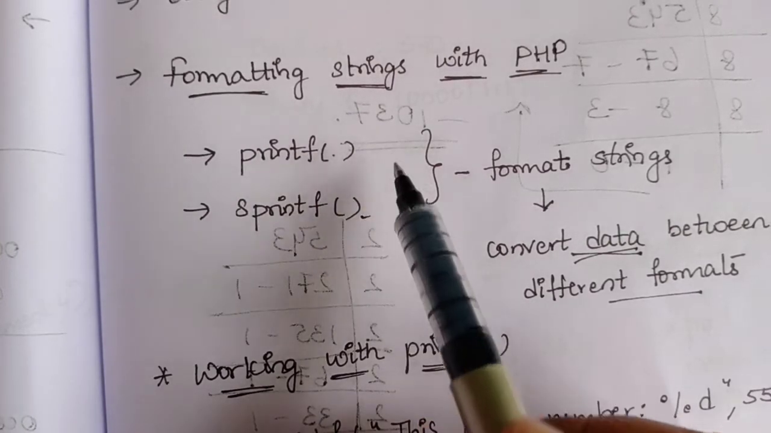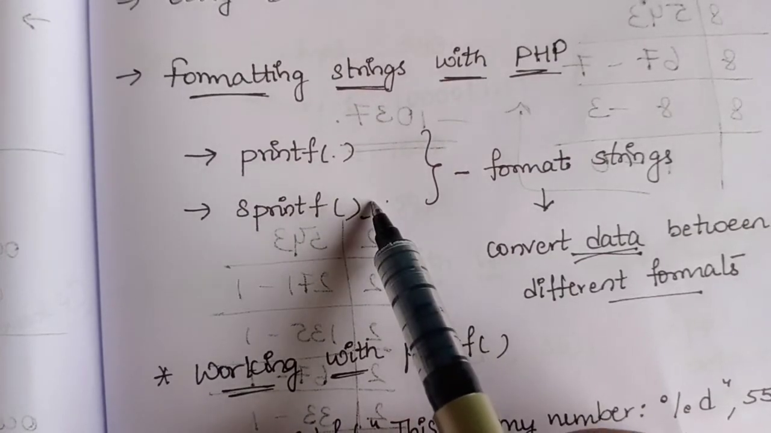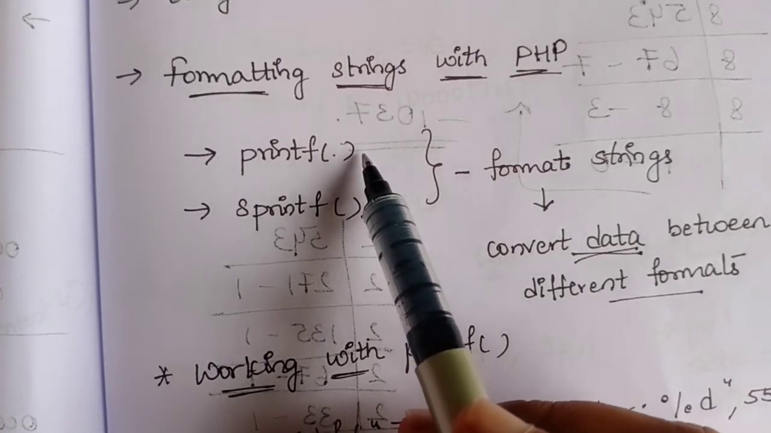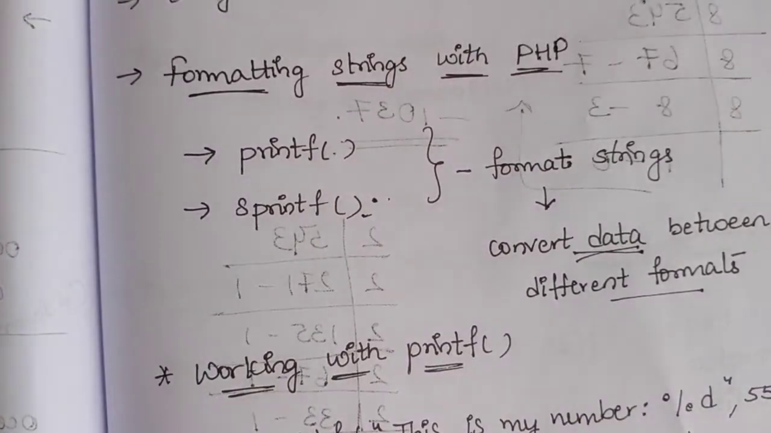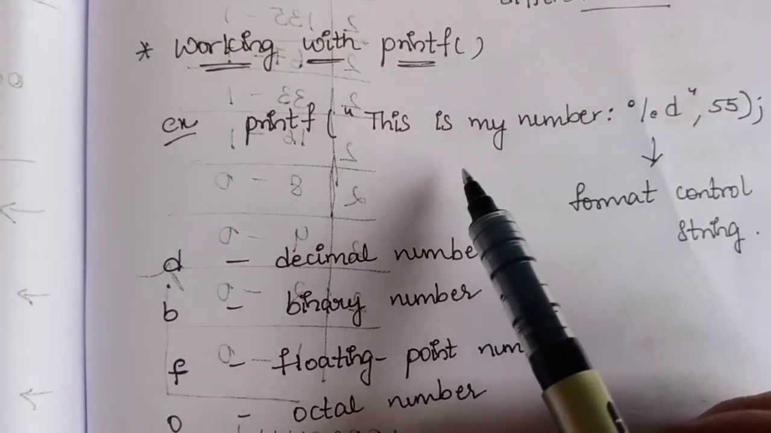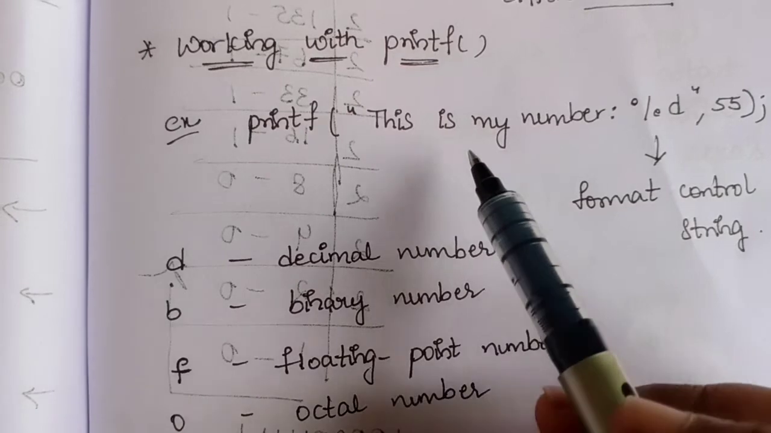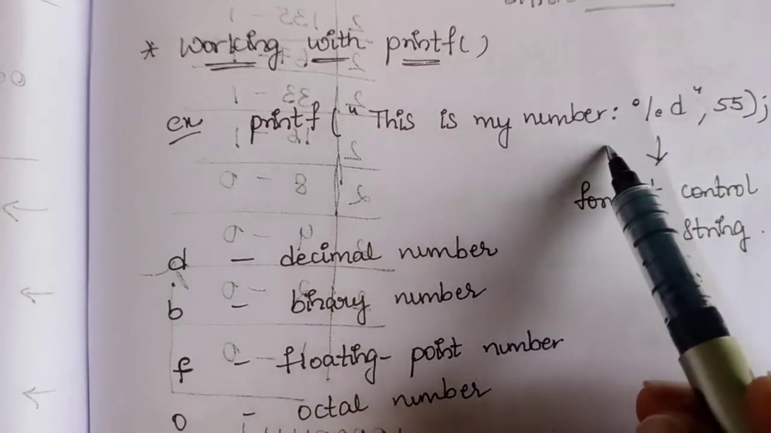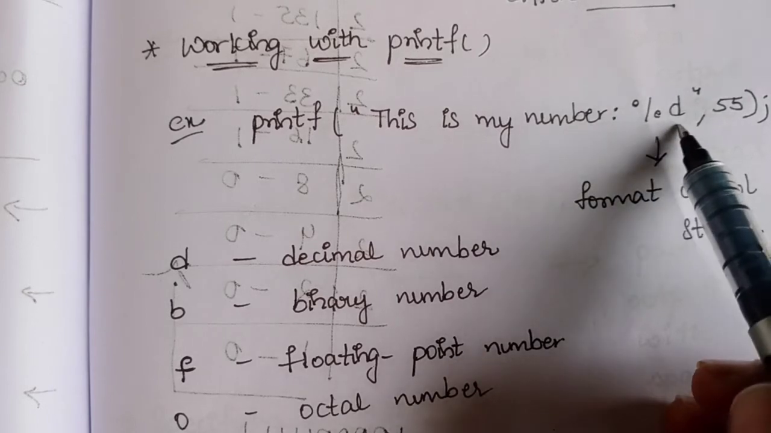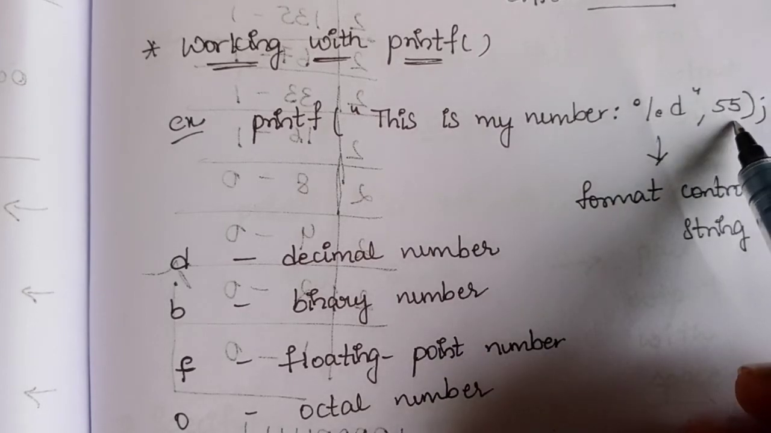We use two functions for formatting strings with PHP. The first function is printf. Let us see about printf. Working with printf, you can see an example here. In this example, we are printing a number of which data type? Decimal data type, and the number is 55.